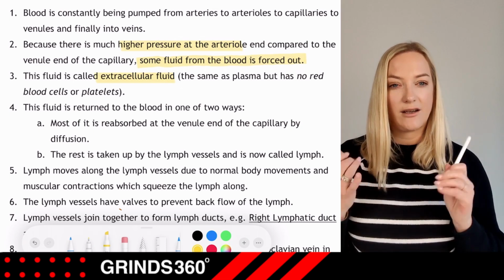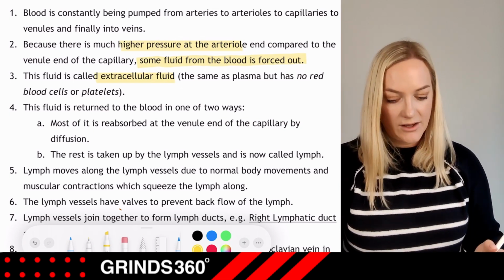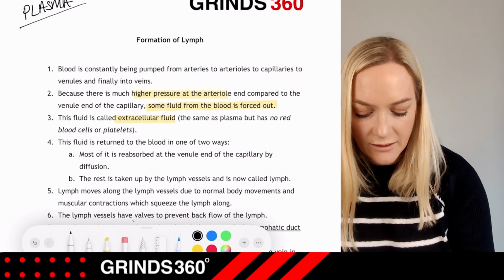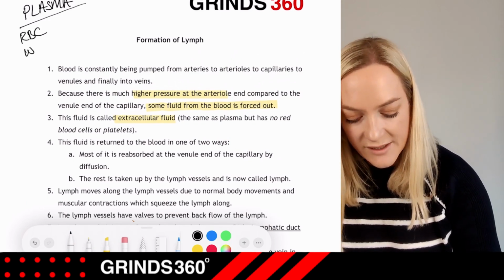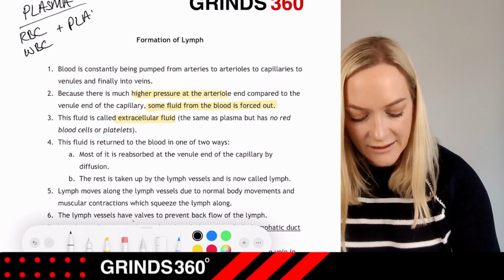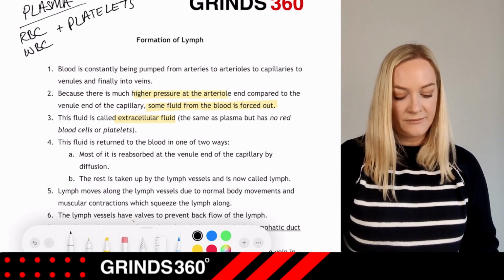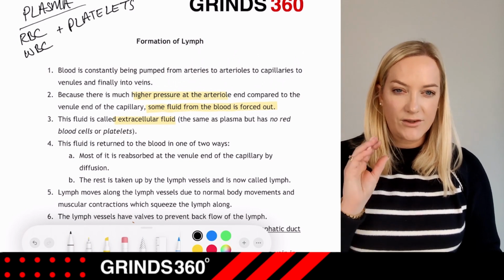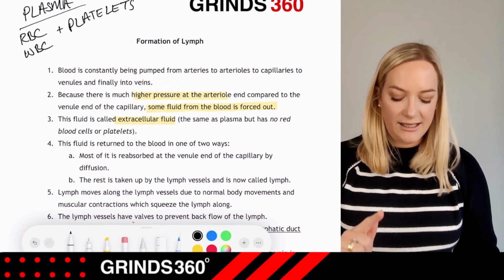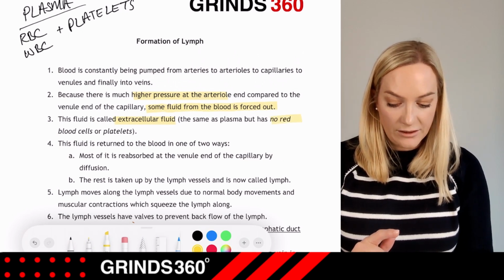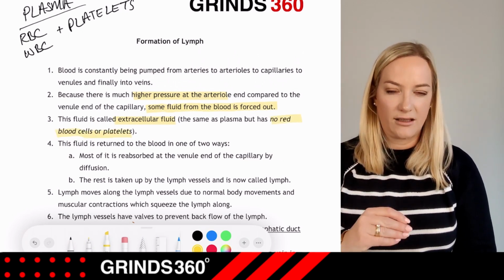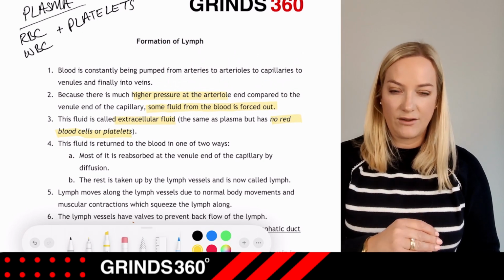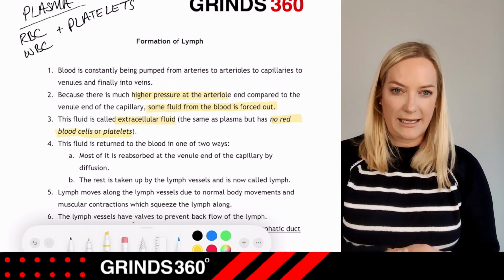Remember, plasma has our red blood cells, our white blood cells, and our platelets. So let's just remind ourselves of what's in plasma: red blood cells, white blood cells, and platelets. In the extracellular fluid, which is the same as plasma, there are no red blood cells and no platelets. That is a difference between the plasma and our extracellular fluid. Plasma contains red blood cells, white blood cells, and platelets. Extracellular fluid does not have red blood cells, as they are too large to pass through, and it does not have platelets.